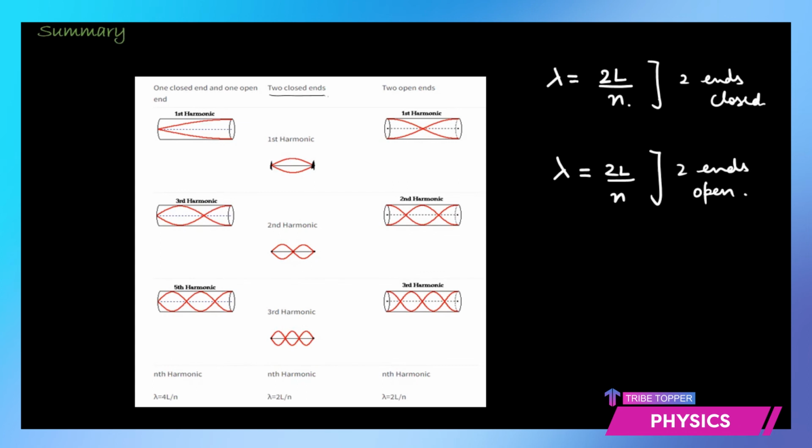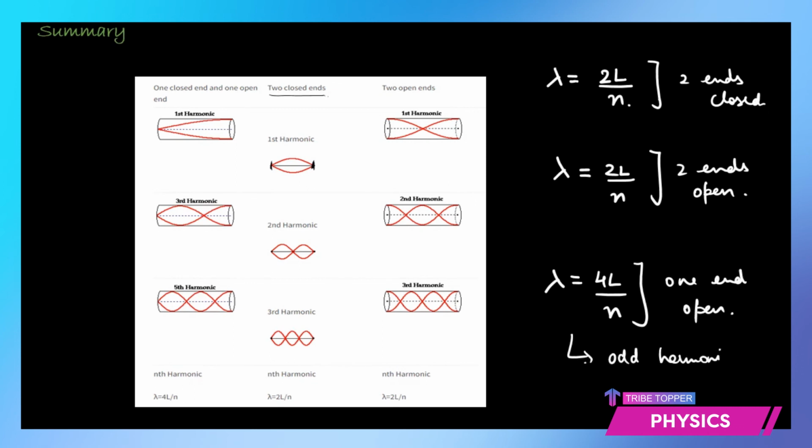Whereas when one end is open and one end is closed, you just get 1/4 of a wavelength in the first case. Therefore, lambda for the nth harmonic is 4L by n. And remember, this is a one-end-open pipe, and it does not have every harmonic, it has only odd harmonics. So you must remember these three formulas because they'll be applicable to solve many of your problems.